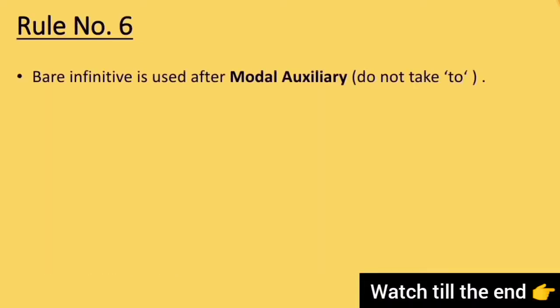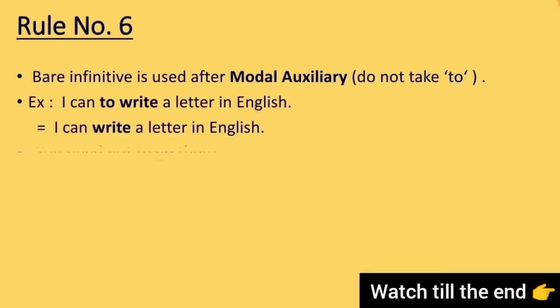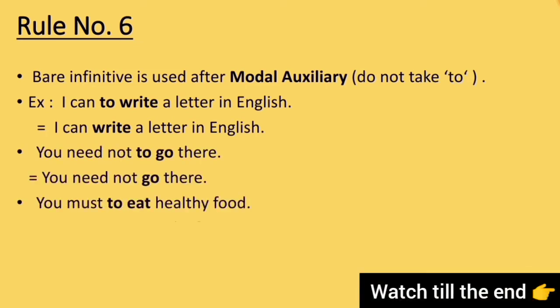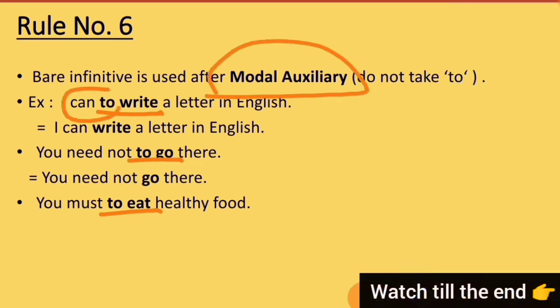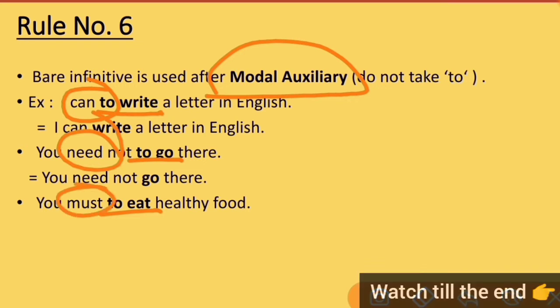Next, rule number 6. Bare infinitive is used after a modal auxiliary. Bare infinitive means do not take "to" before the verb. Here are some examples. Notice the to write, to go, to eat. These are examples of infinitives. But if a modal auxiliary is present before it, then they don't take "to."